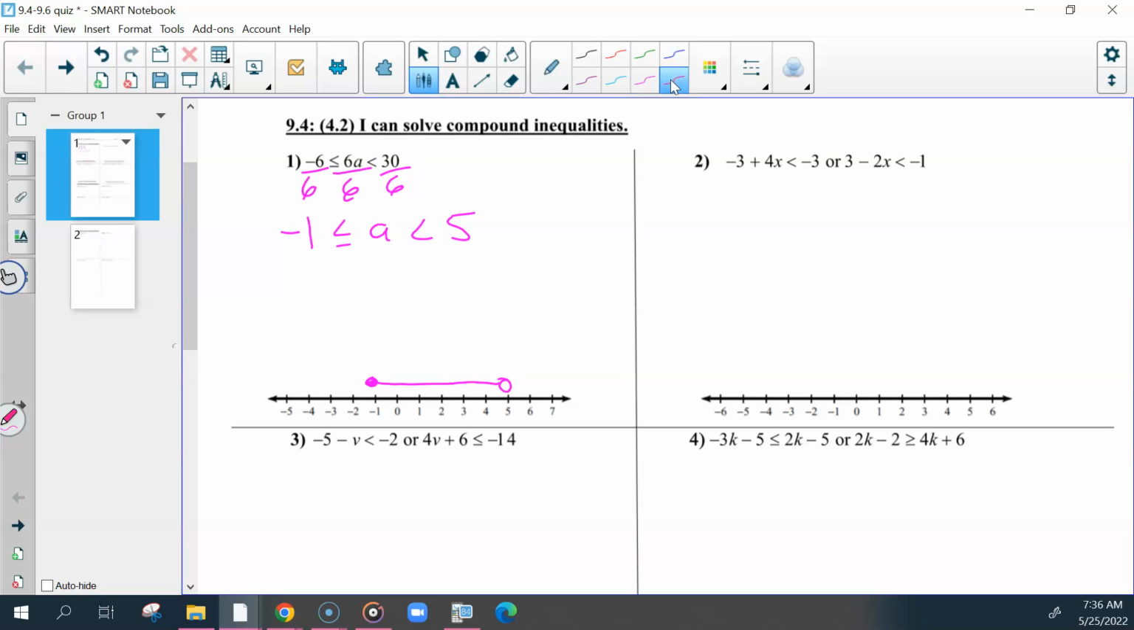Number 2 was an "or" inequality, and you had to solve both of these separately. So not doing the same thing to both. For this first one, you would have added 3 to both sides. So 4x is now less than 0. And then divided both sides by 4. So x is now less than 0. That would be an open circle at 0 going to the left.